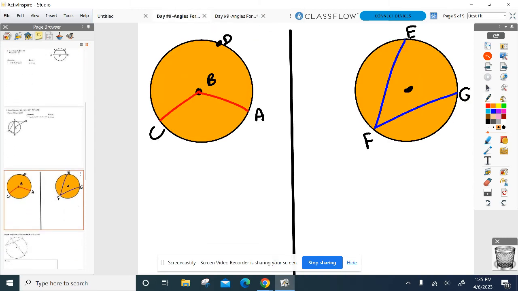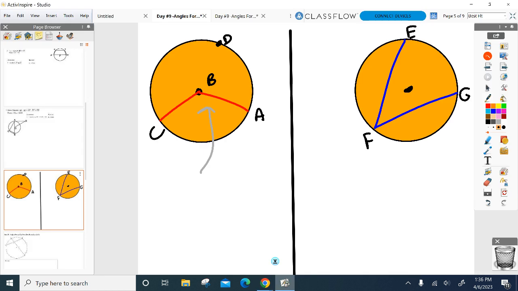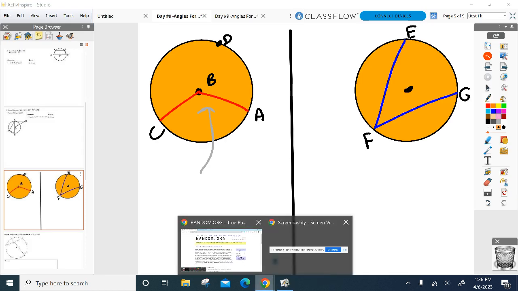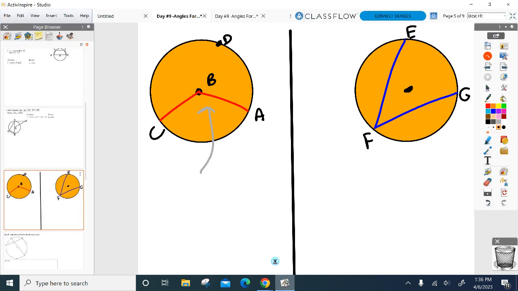Okay, before I start, let's review. This will lead into today's new angle. Angle B, that would be called A. Angle B, I might do this a lot today, but oh well, 27. I'm going to be doing it a lot. Don't care though. 20. What type of angle? Central angle. Yep.